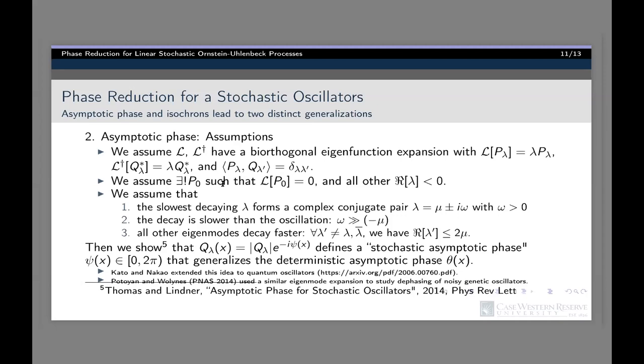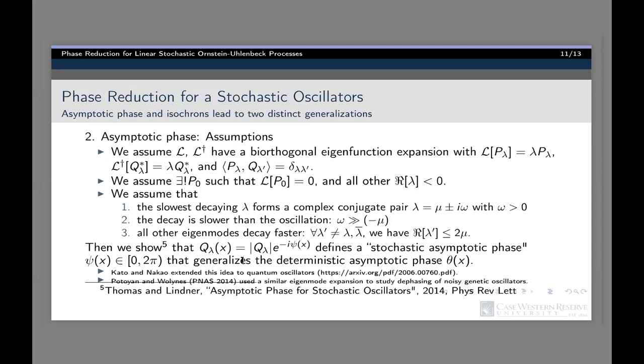We're assuming that there's a single stationary distribution, that would be P0, and all the other eigenvalues should have negative real parts. And then if the system is acting like an oscillator, then that means that the slowest decaying eigenvalue should be part of a complex conjugate pair. It should be oscillating faster than it's decaying. And all the other modes should decay sufficiently fast that you can neglect them if you look at long times. So we want all the other eigenvalues to have real parts that are more negative than the real part of the slowest decaying eigenvalue. So under those circumstances, we define the asymptotic phase for the stochastic system to be this function psi of x, which is the complex argument of the eigenfunction that comes with the slowest decaying eigenvalue.